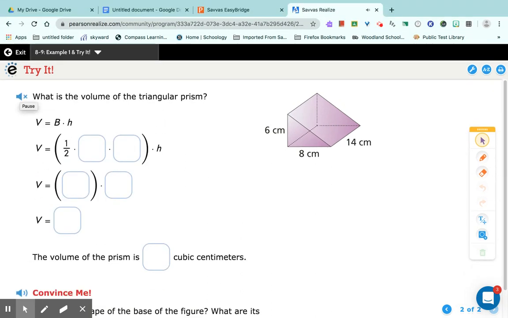What is the volume of the triangular prism? Okay, so for volume, we have base times height, and we have to take half because it's a triangular prism. So we have half of these pieces. So 8 times 6, so half of that is 24 because it's 48. And then we multiply that by 14, which would be the height. And we get 336.